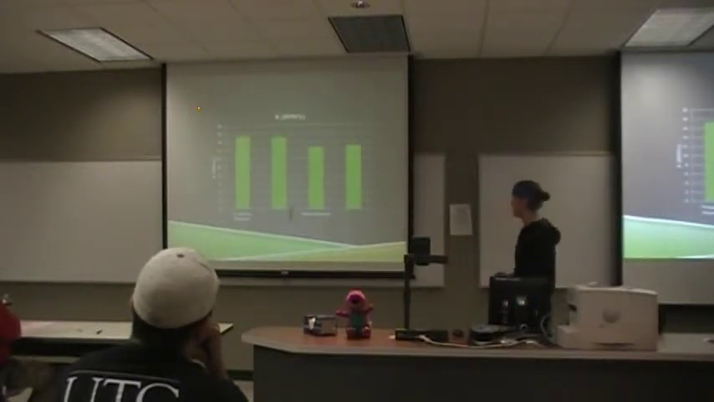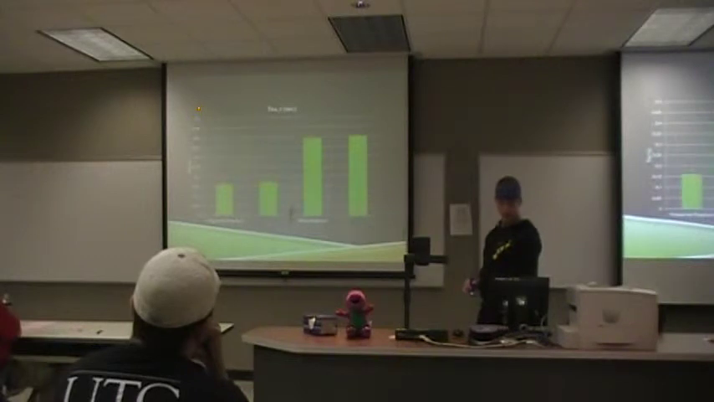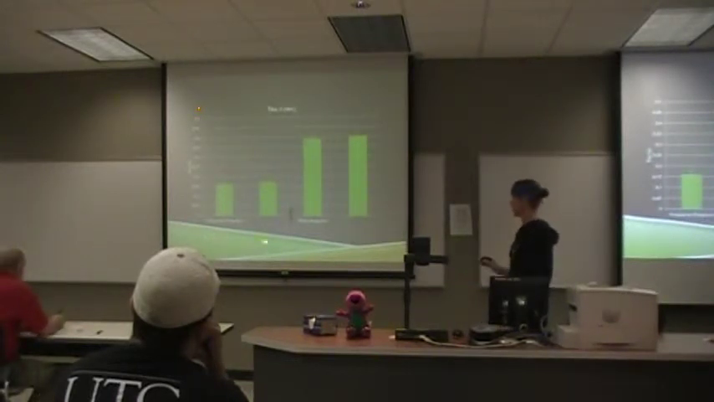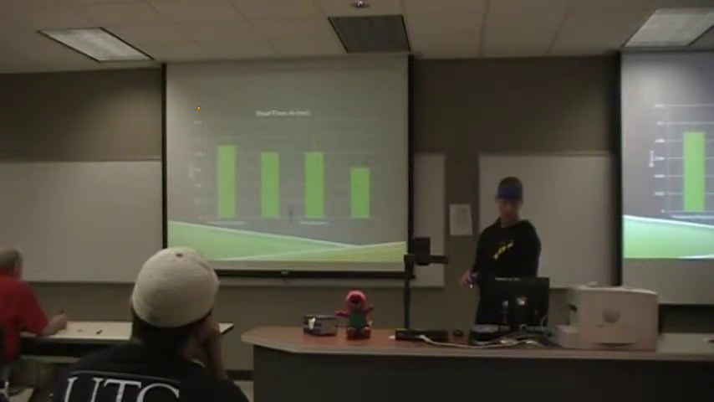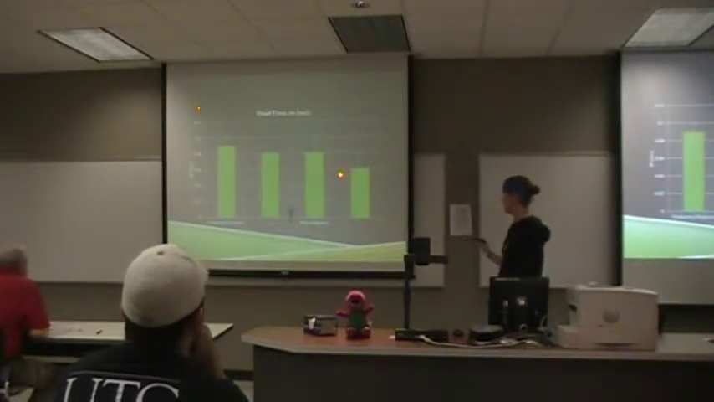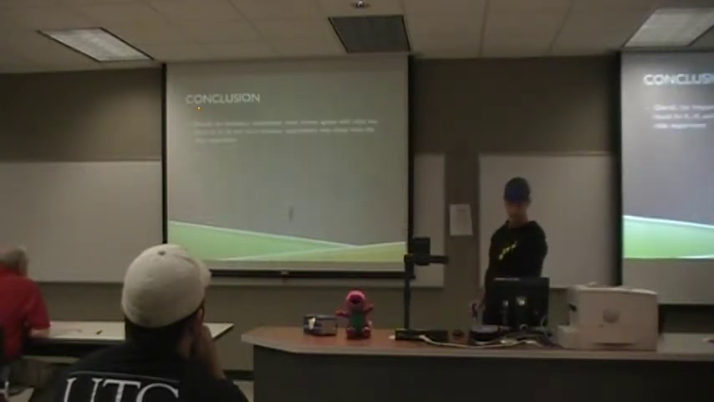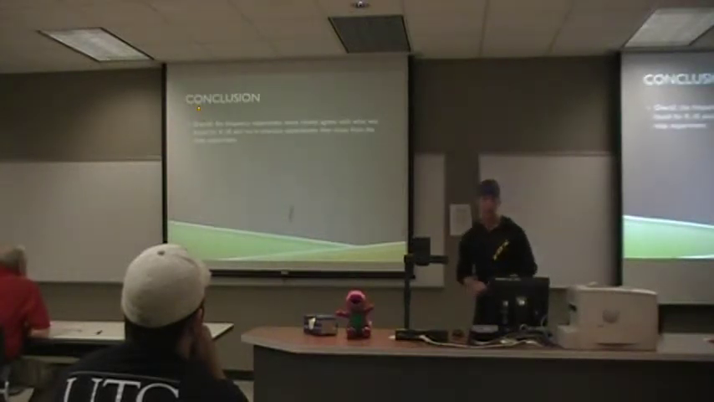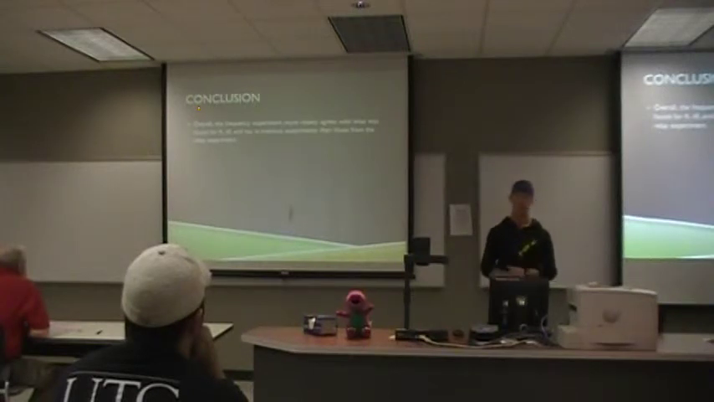Here's a comparison of K amongst the frequency and relay response. The frequency response seems to be a little bit higher. And this is comparing the tau between the frequency and relay response. For this one, the relay response gave us a higher tau. For dead time, they were close to the same, not too much error. Overall, the frequency experiment more closely agrees with what we found in previous experiments than the relay does.